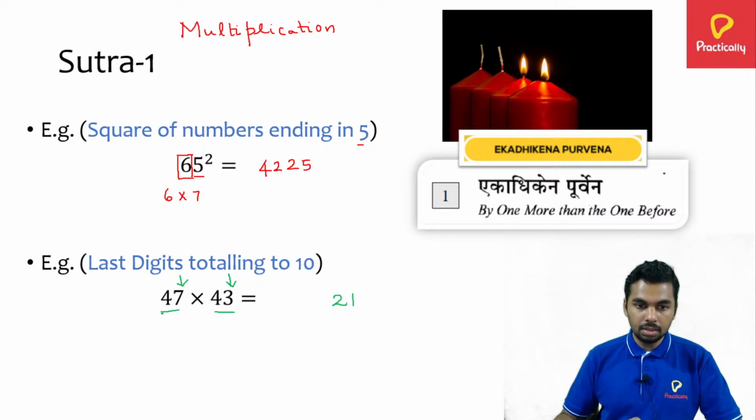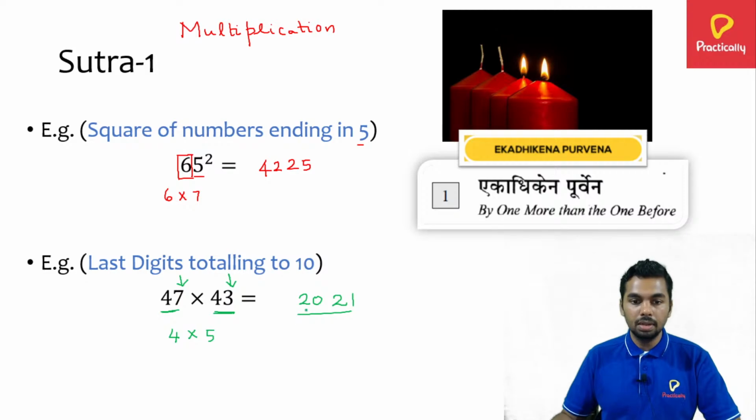And since the tens place digits are the same, what you can do is 4 multiplied by 4 plus 1. Apply the sutra by 1 more than 1 before. 4 multiplied by 4 plus 1 is 5. So what is 4 multiplied by 5? It is 20. So the answer to 47 multiplied by 43 is going to be 2021. So I hope everybody understood.